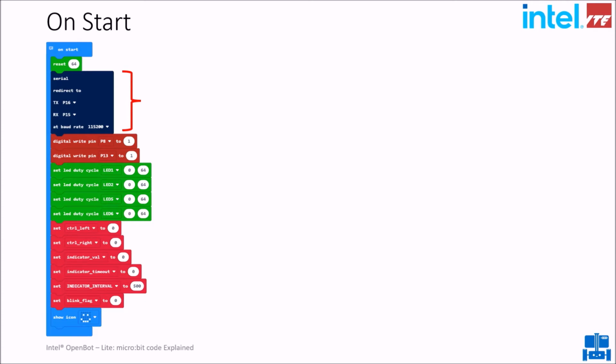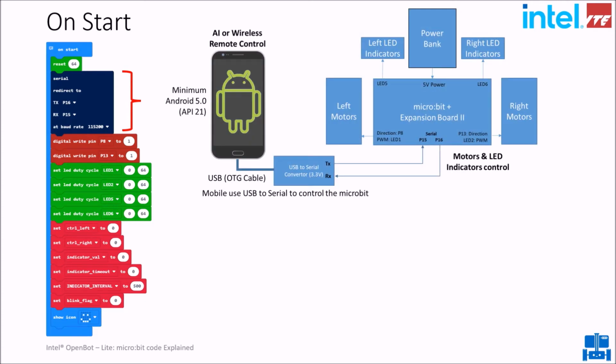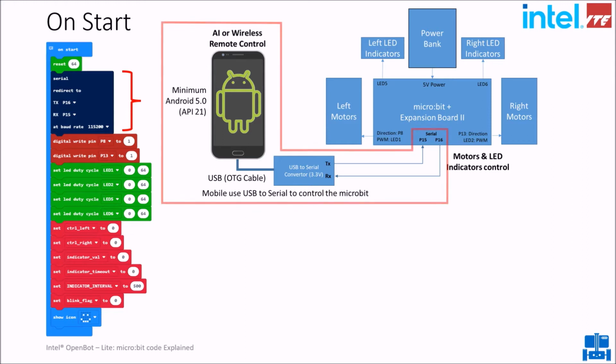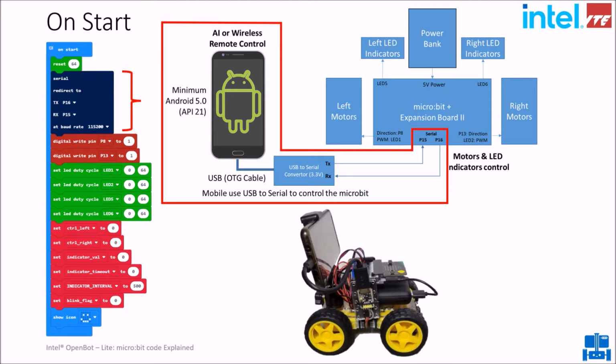The serial redirect block sets up P15 to receive data from the mobile and P16 to transmit data to the mobile. This serial communication baud rate is set at 115200. The highlighted portion on the block diagram shows the serial communication section. On the physical hardware, it is the mobile, USB OTG cable, USB to serial converter module, and its wires connected to the expansion board.